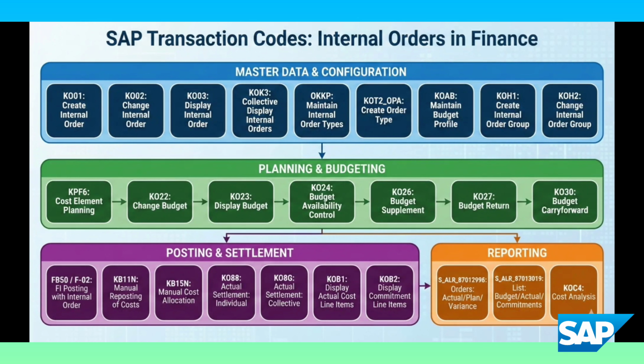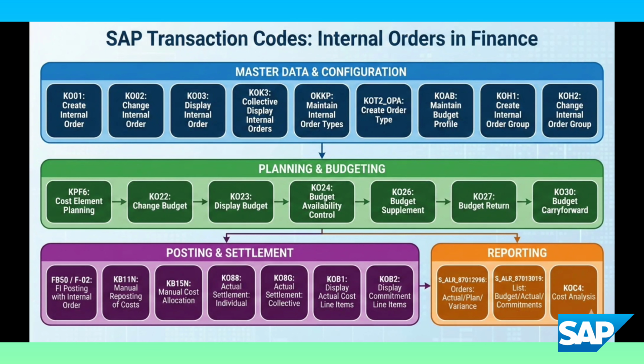Now the planning and budgeting important T-codes. KPF6 is cost element planning. KO22 changes the budget. KO23 displays the budget. KO24 is budget and availability control. KO26 is budget supplement. KO27 is budget return. KO30 is budget carry forward from the current financial year to the next financial year.